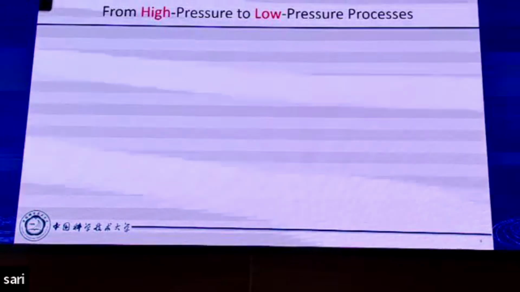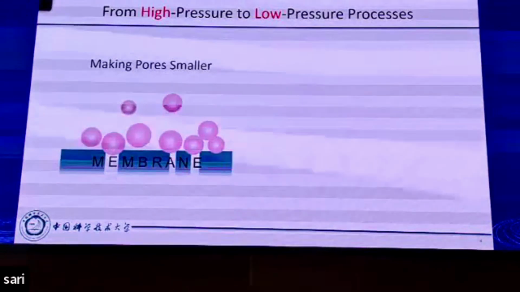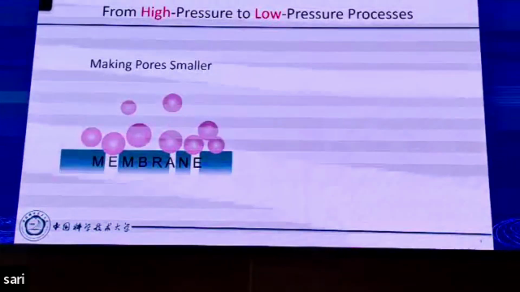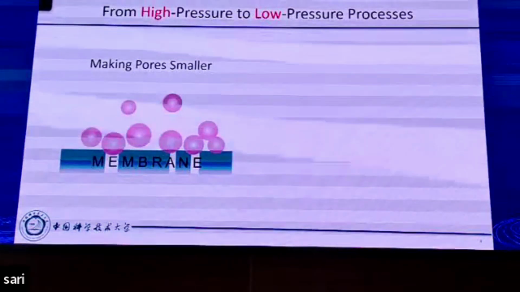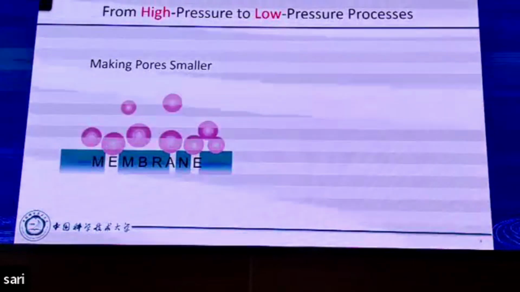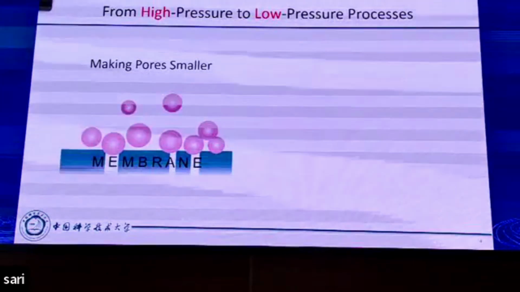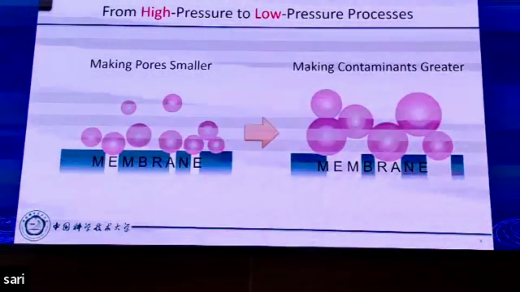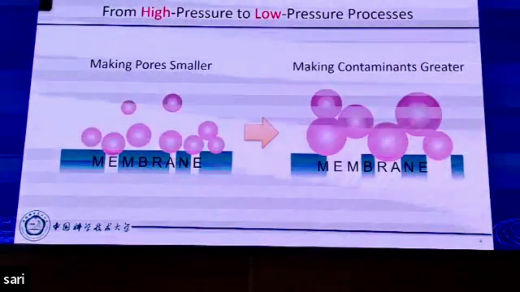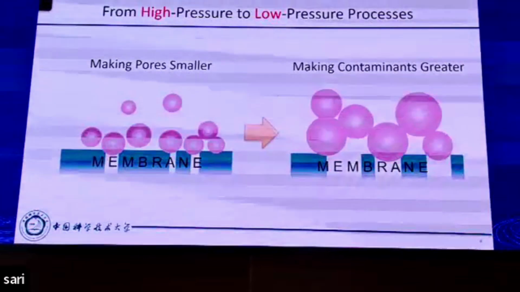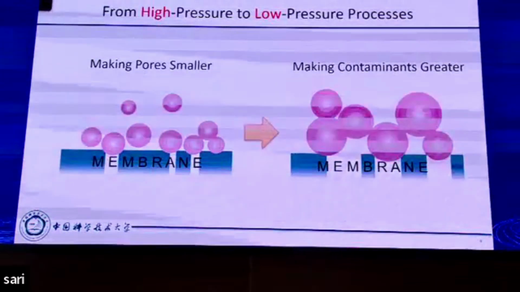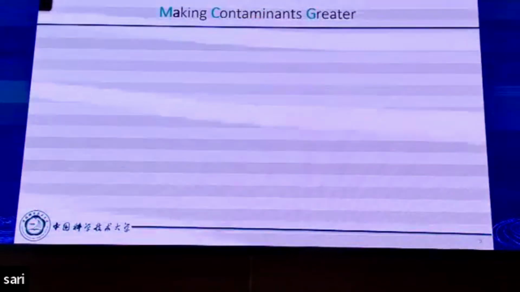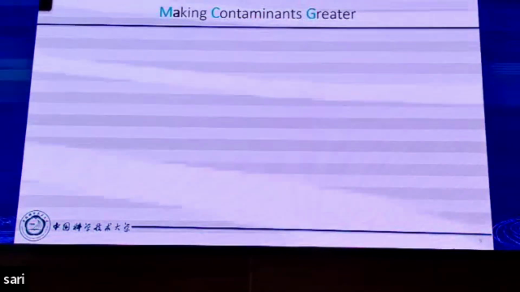Generally, what we do is make the pores smaller, which can effectively reject the contaminants. But whether we can do another thing is to make the contaminants greater. In this case, we can use pores with larger size to remove these emerging contaminants. So actually, I call this process MCG.